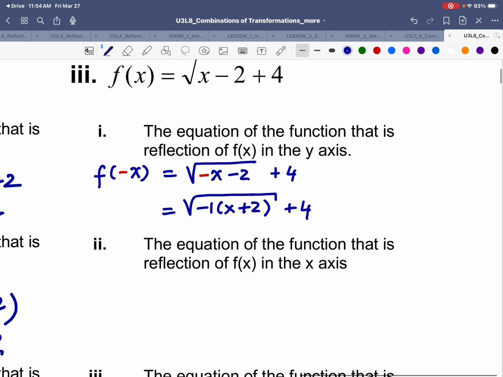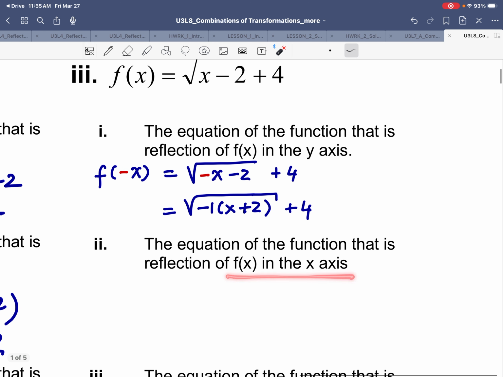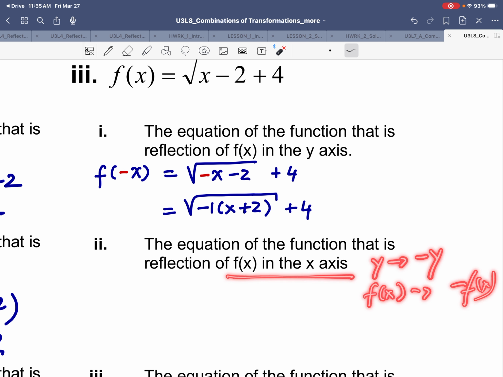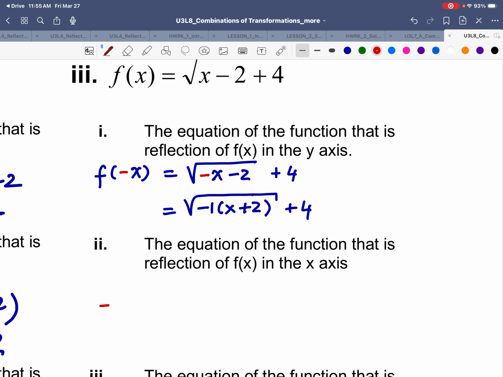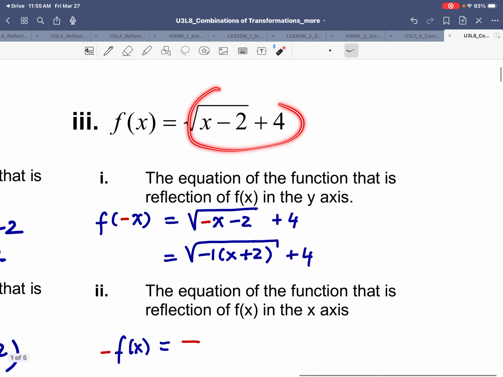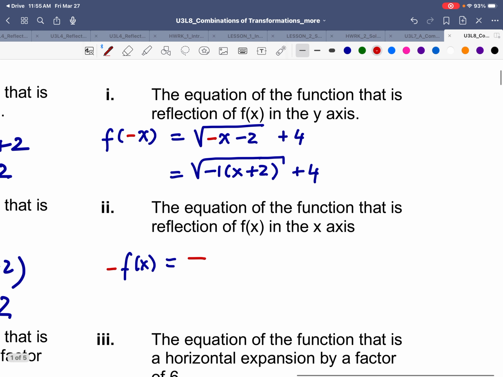So next we have the equation of the function that is reflection of f of x in the x-axis. So what that means is that the y values now are becoming negative y, or f of x is becoming negative f of x. So let's take care of this. Negative f of x is equal to, so negative, now look at f of x, root of x minus 2 plus 4. So we have open brackets here, root of x minus 2 and then plus 4, close brackets.